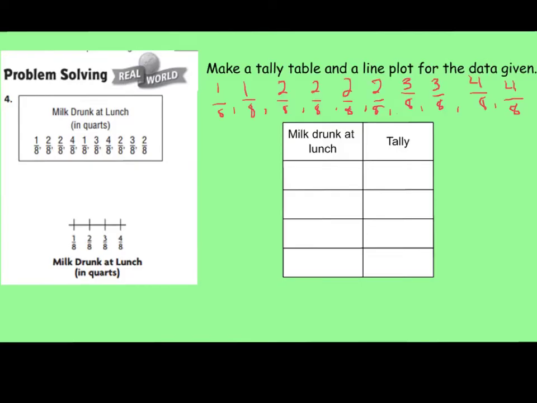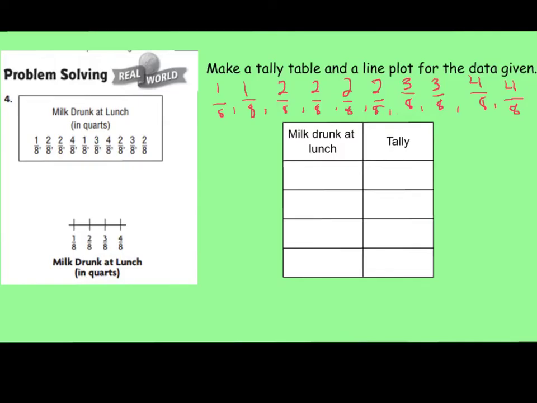Okay, your list should look like what I have down here from least to greatest. So this is what your list should look like. And remember, even if you have more than one of the same fractions, you have to put them in the list also.